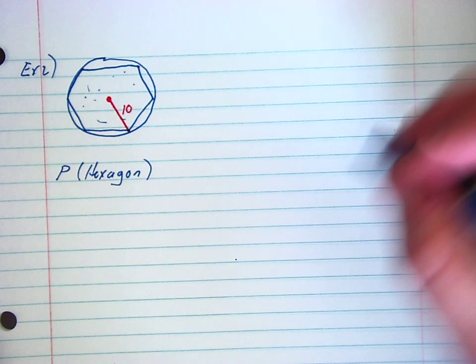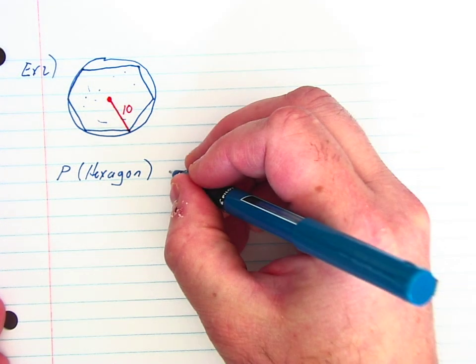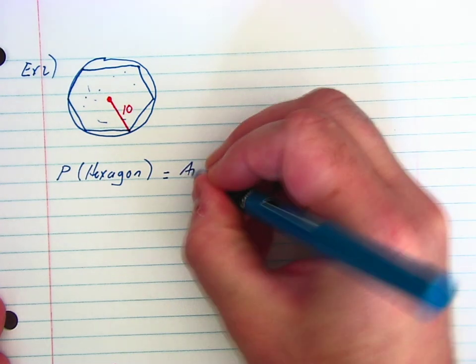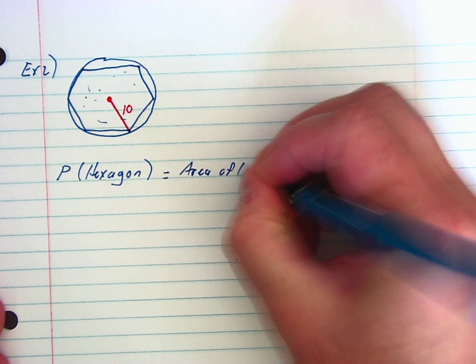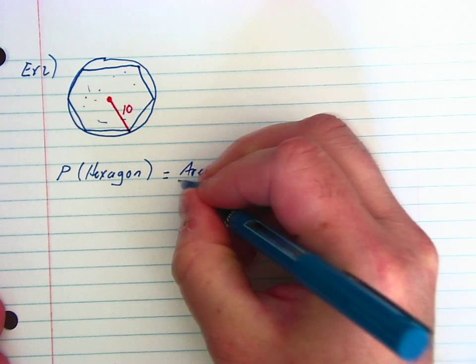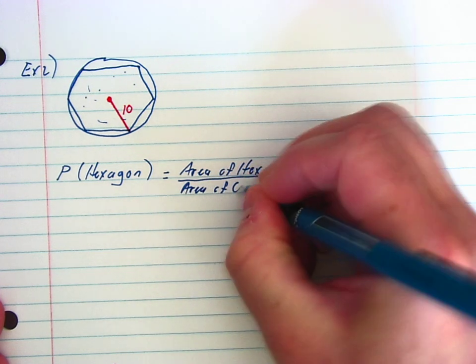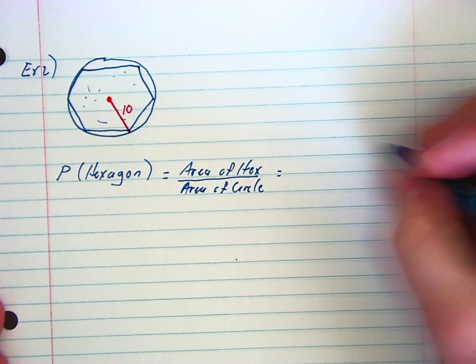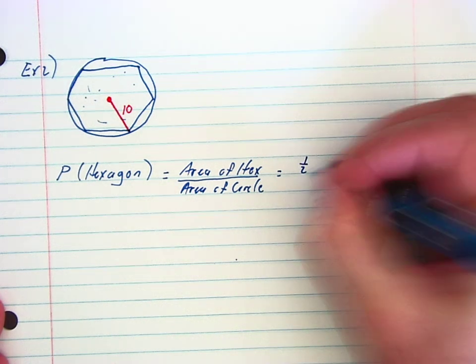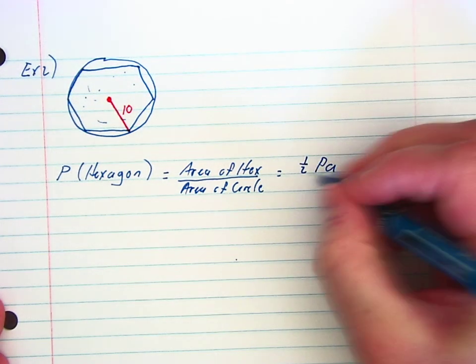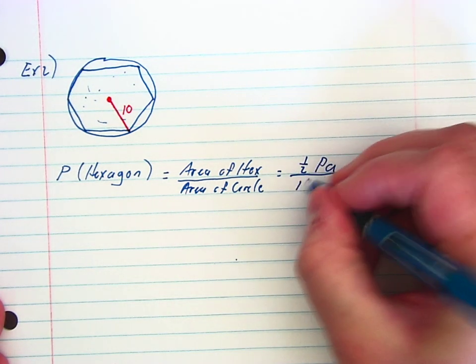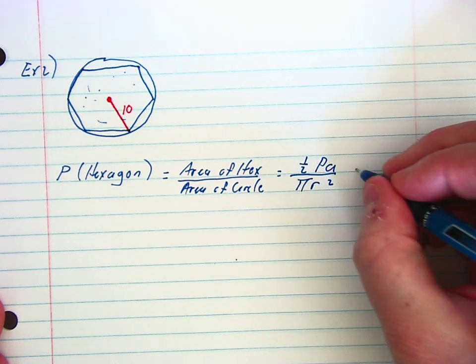So here's what I got to do. I got to find the area of the hexagon. Area of the hexagon. And I'm going to put that over the area of the circle. So area of a hexagon is 1/2 PA. We've done that before. And a circle, we said, is pi r squared.